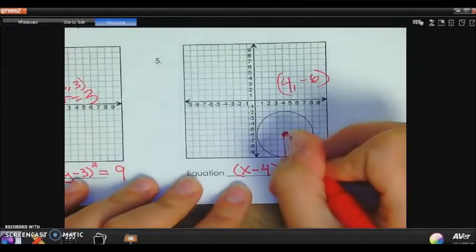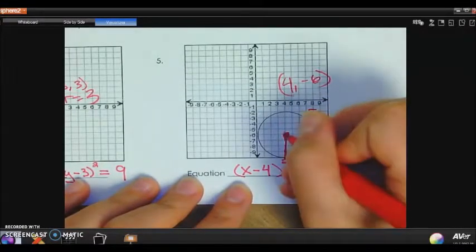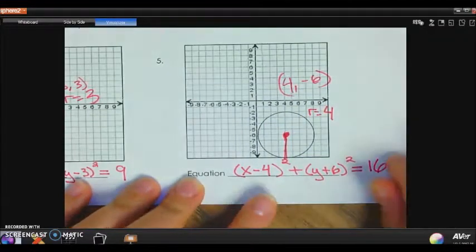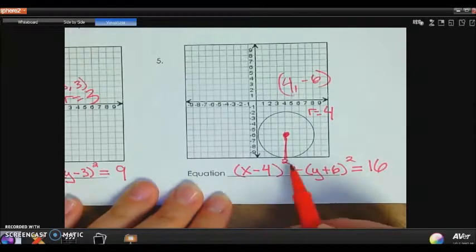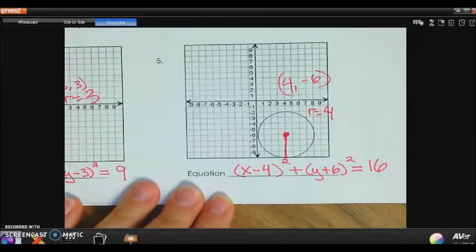And then my r value, let's see, that's 1, 2, 3, 4. So here r equals 4. And so it's going to be a 16 down there. So remember, you have an x quantity squared, a y quantity squared. You do the opposites for the center, and then you have to square the radius for right there.